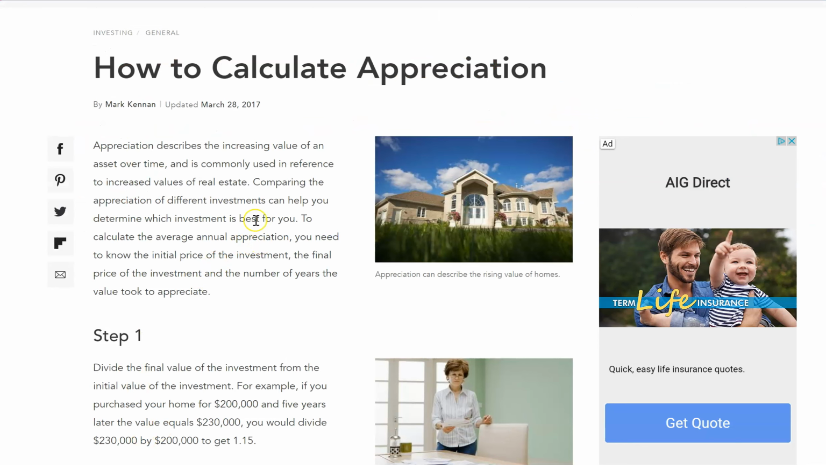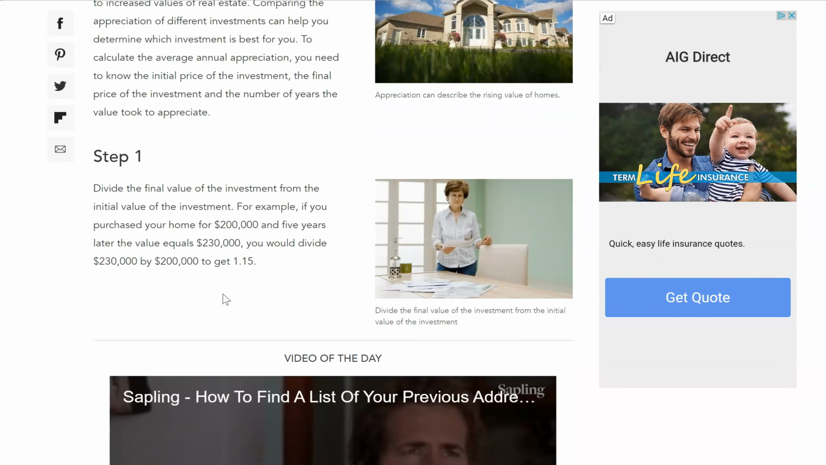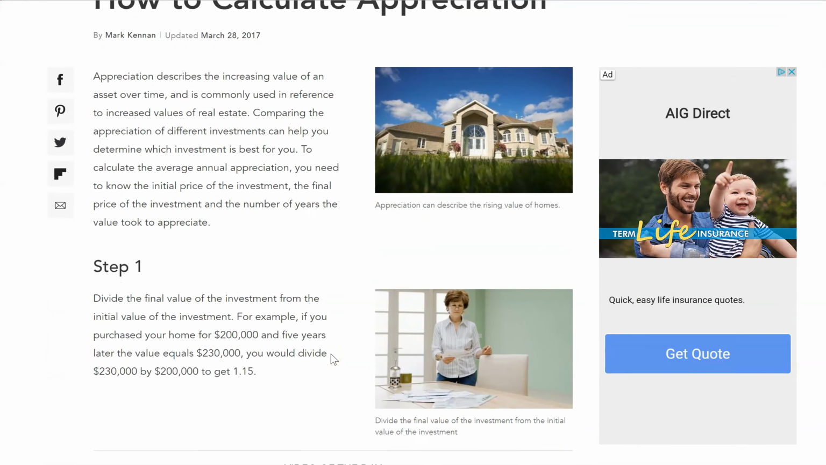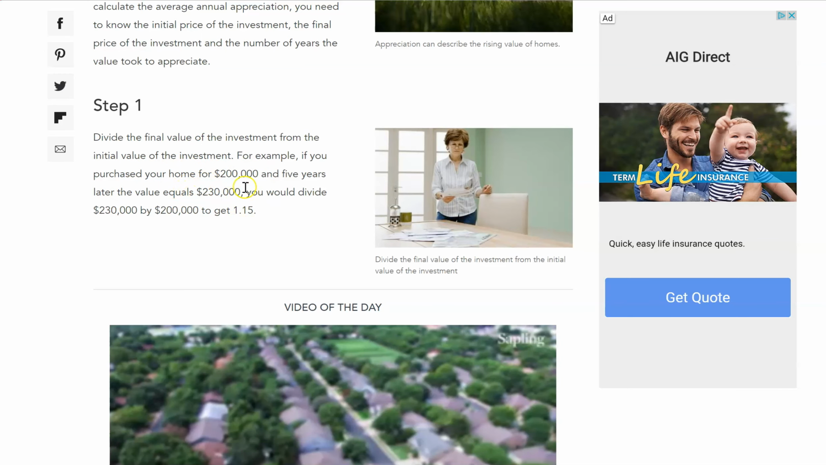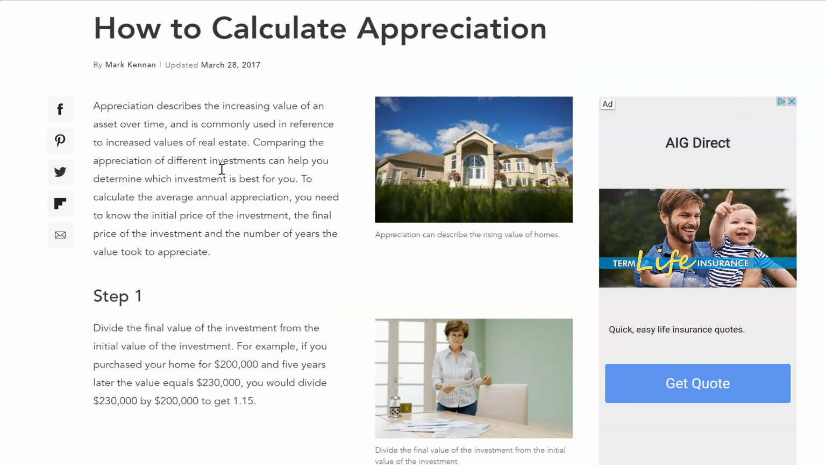Okay, so just so you know, they kind of set up a similar example for this person to walk through. This is a website just helping somebody learn how to calculate appreciation, which is what we're doing right now. So they give this setup here that, let's say you purchased your home for $200,000 5 years ago. Now it's equal to $230,000. How would you then figure out your yearly appreciation rate?